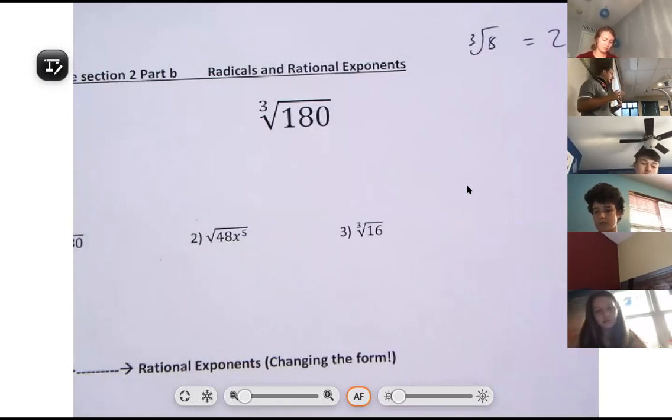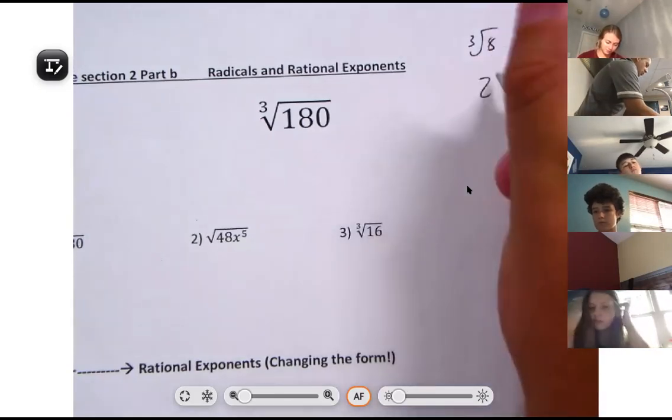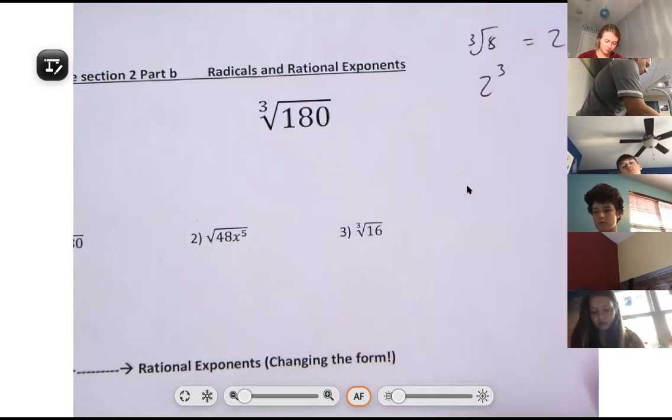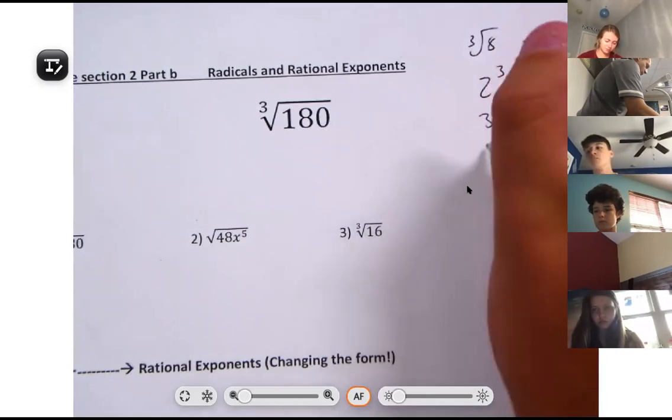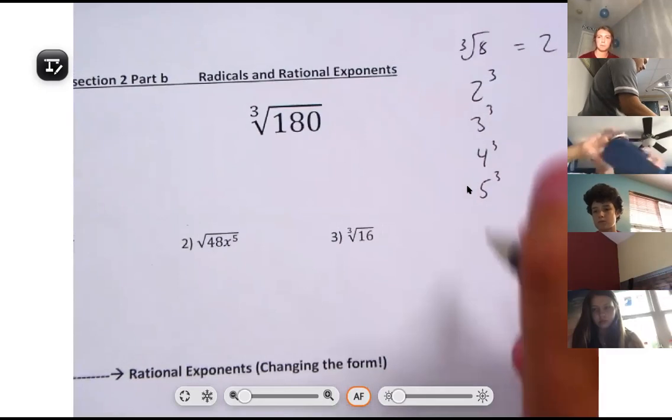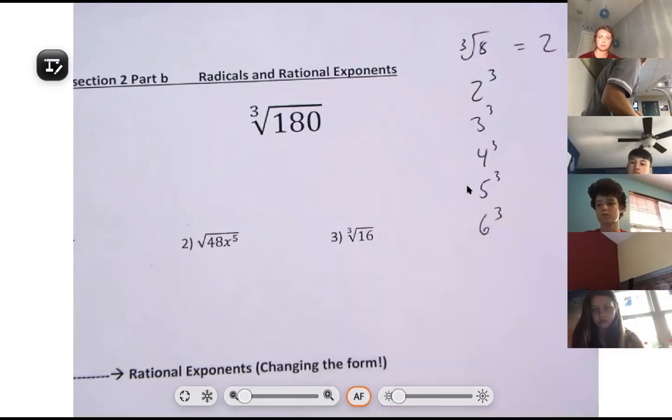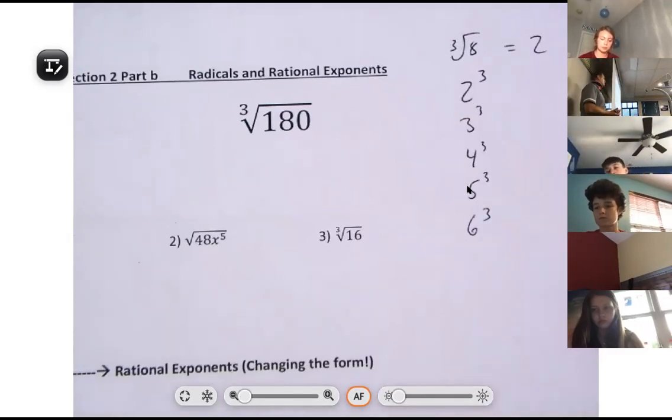The other fair game questions, I would say we need to know what 2 cubed is. We should know 3 cubed, 4 cubed, 5 cubed, maybe 6 cubed. These are fair game questions. So if you guys are taking an assessment and I say, what's the cube root of 125?